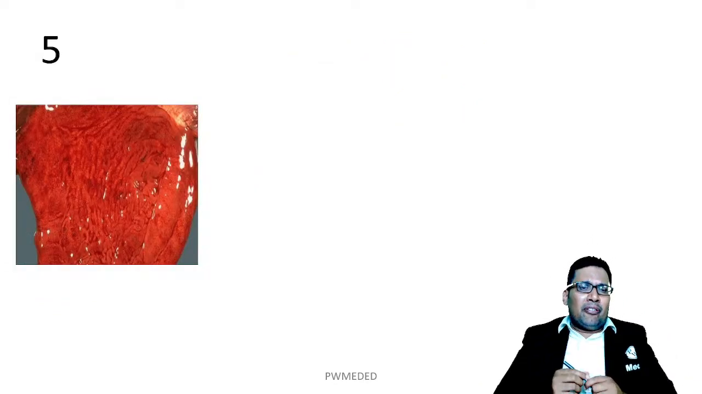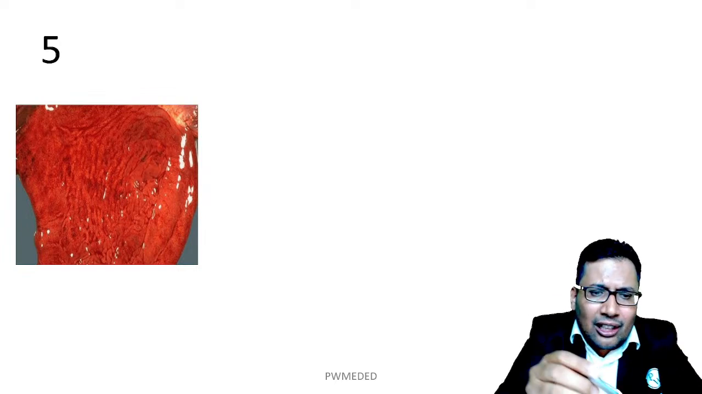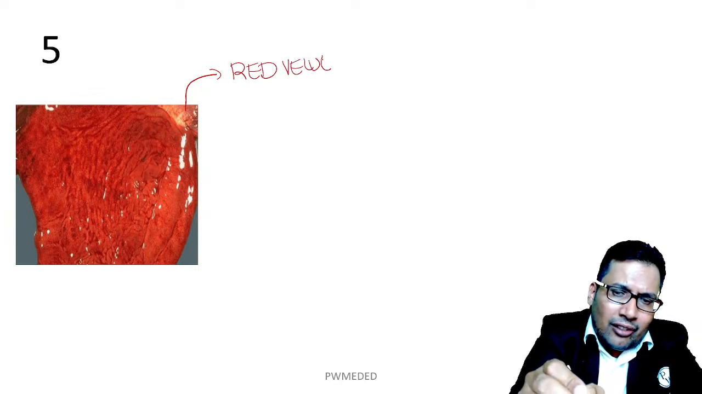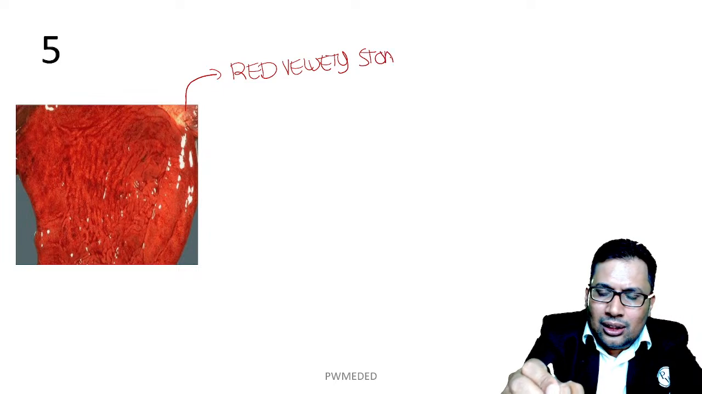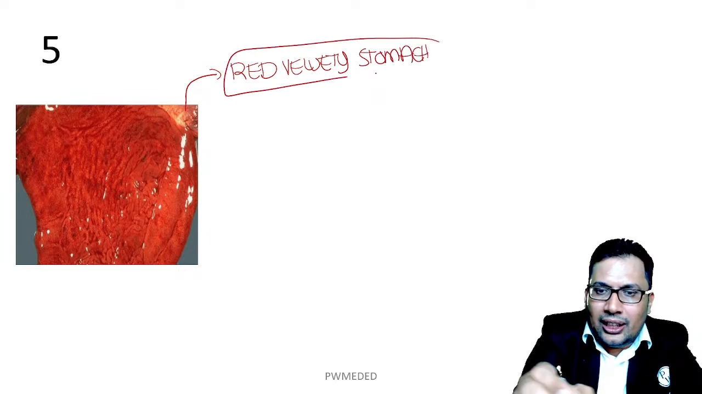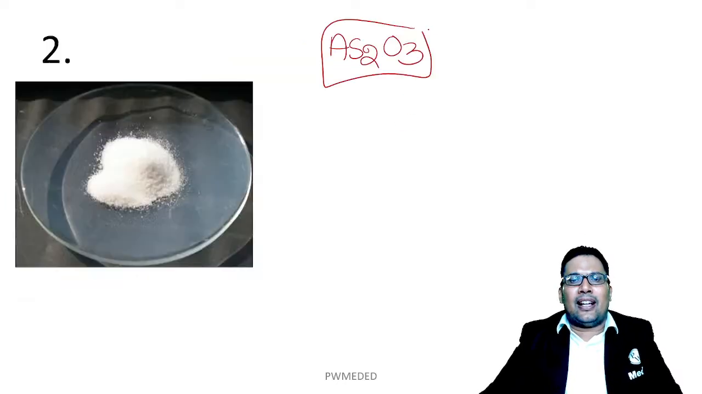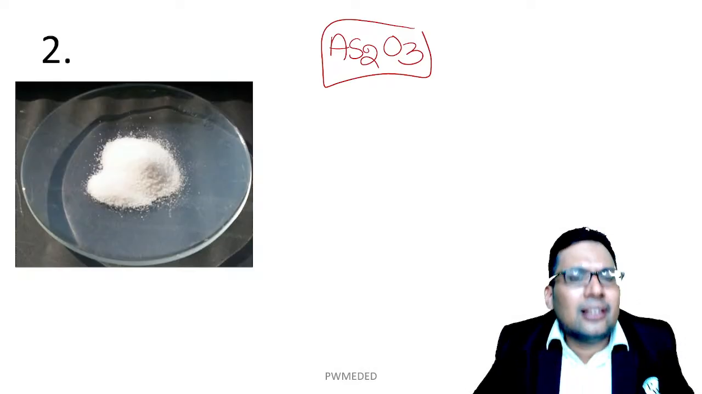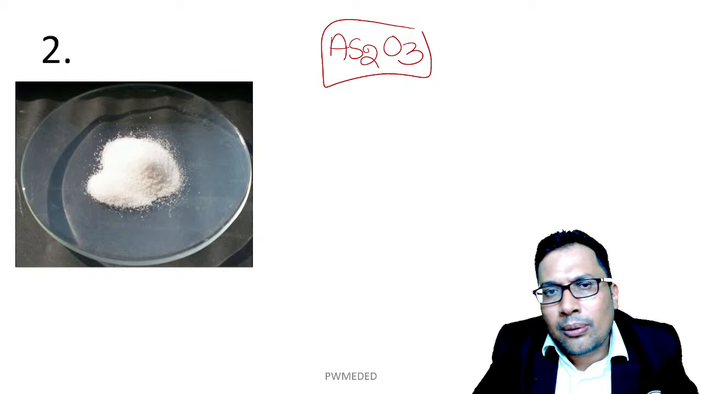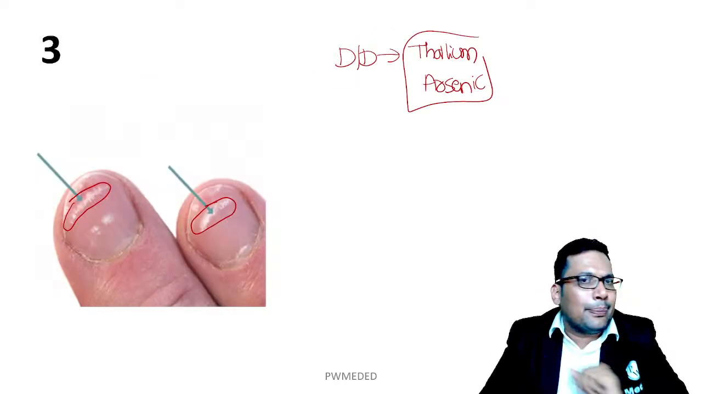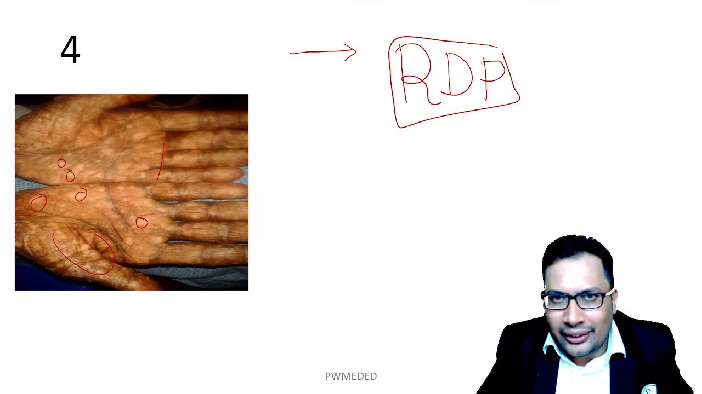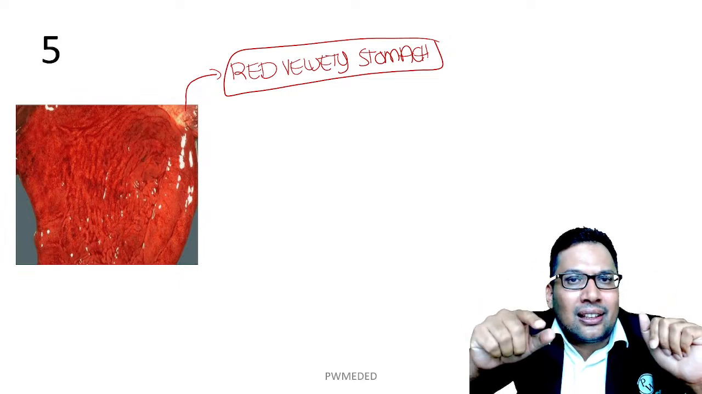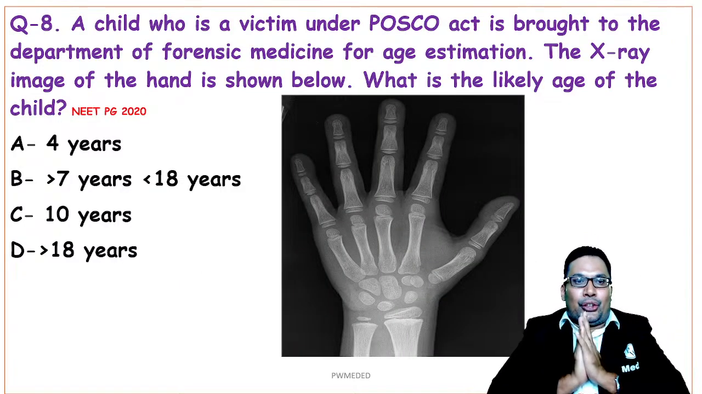Now look at this, the fifth one. Remember, this is the red velvety stomach. So once again, I'll repeat for all of you. There are 5 images we discussed in the class. One is black foot disease, the gangrene of the foot caused by arsenic. Arsenic trioxide, the most toxic compound. Aldrich-Meesline, raindrop pigmentation. Lastly, red velvety stomach. Leathery stomach is seen in, where is it seen? Carbolic acid. Good.